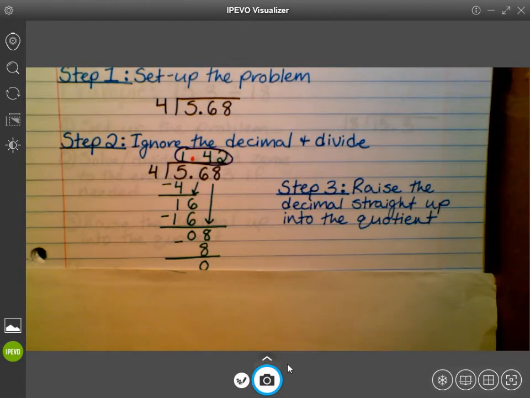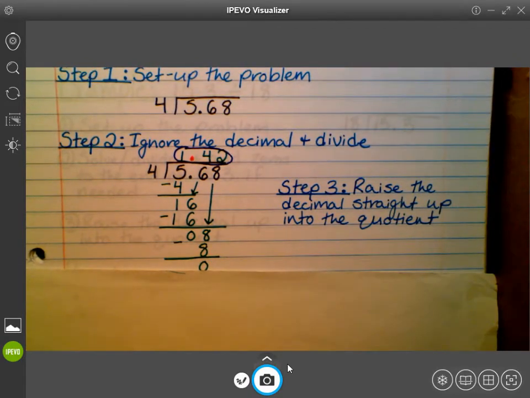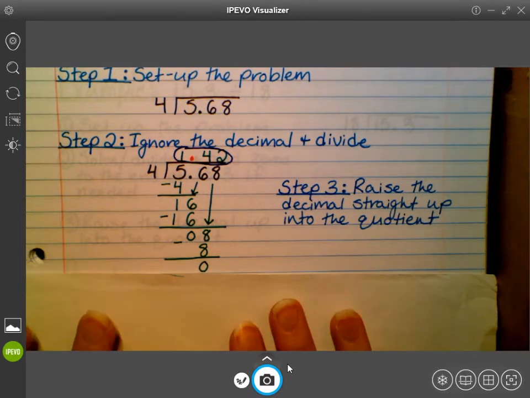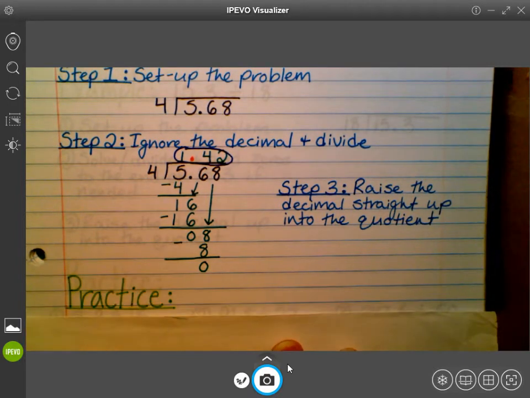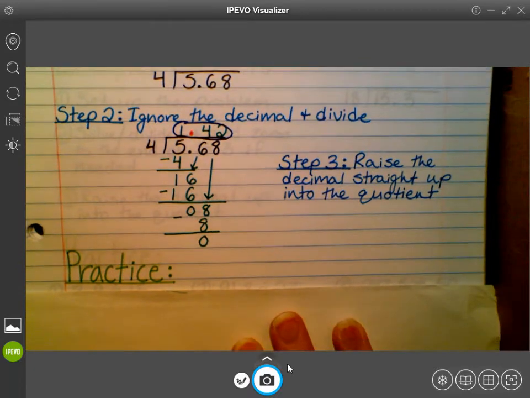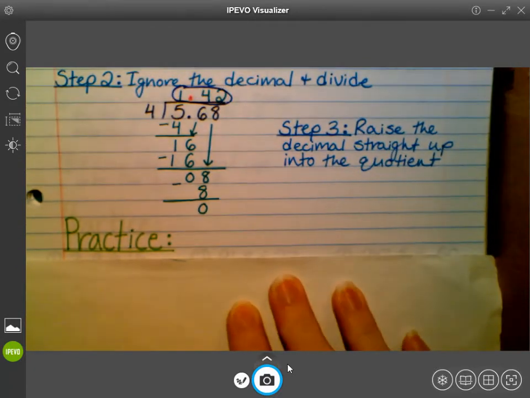Now we have some practice. Yes, Mackenzie. When we divide by decimals, are we going to do the same thing we do in multiplication, where we see there's 2 and there's 2 and then you put it? It's a little different from that. It's a little different. Okay, now we're going to have practice problems. So go ahead, practice.